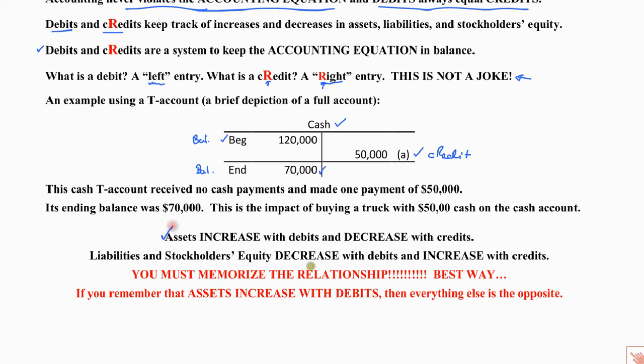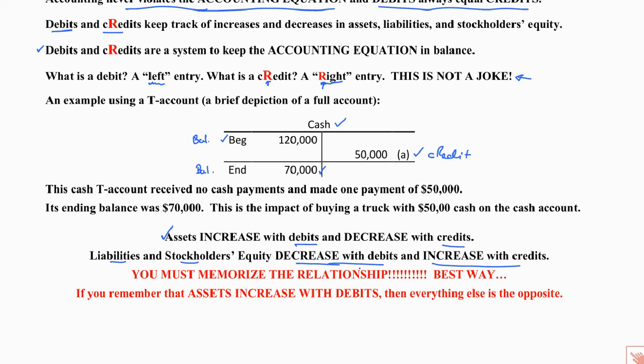Assets increase with debits and decrease with credits. Liabilities and stockholders' equity decrease with debits and increase with credits. You have to memorize these relationships. They are fixed in the accounting system, and if you get them backwards, everything gets messed up totally. For me, the best way to memorize it is you just have to memorize one. Assets increase with debits, then everything else is the opposite. Assets increase with a debit, so you decrease an asset with a credit. If an asset increases with a debit, then a liability increases with a credit.